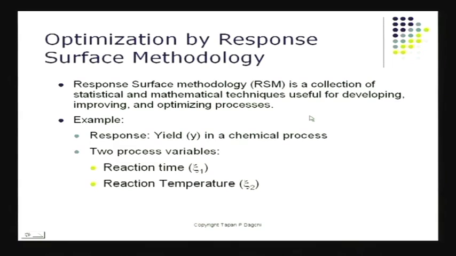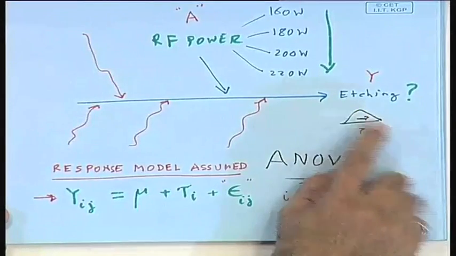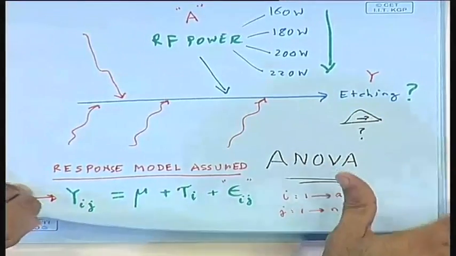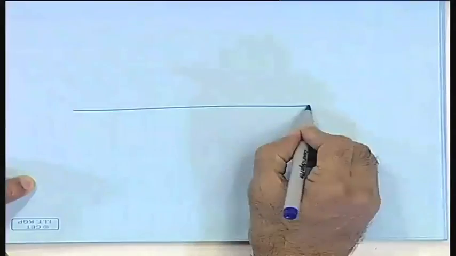Let's see how I end up doing it. We'll take an example of a chemical process where yield is the performance. So instead of the etching situation that we had before, I'll have a different cause and effect diagram. I'm just going to draw a sketch of it. I'll have a fishbone drawn again, and in this case I'll have yield as one of the variables.